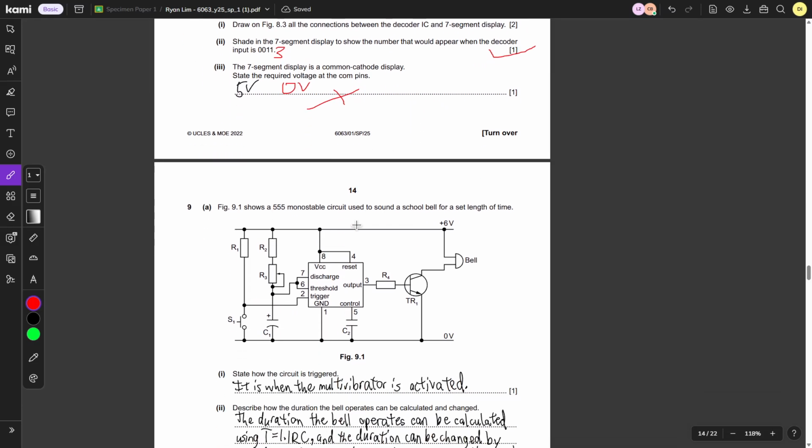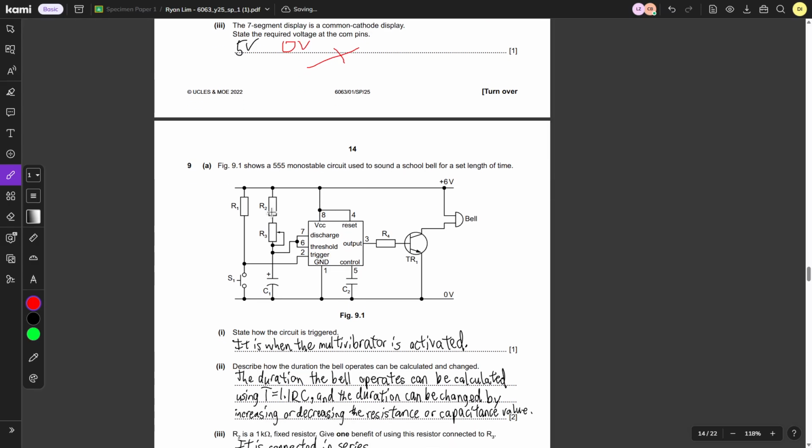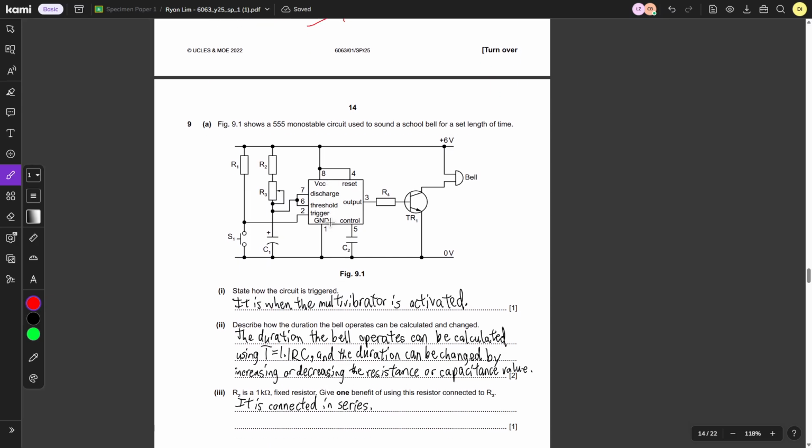Figure 9.1 shows a 555 monostable circuit used for a school bell. Okay. State how the circuit is triggered. It is when the multi-vibrator is activated. So that's obviously wrong. It's triggered when the switch closes. That's all you had to say. It was 1 mark.